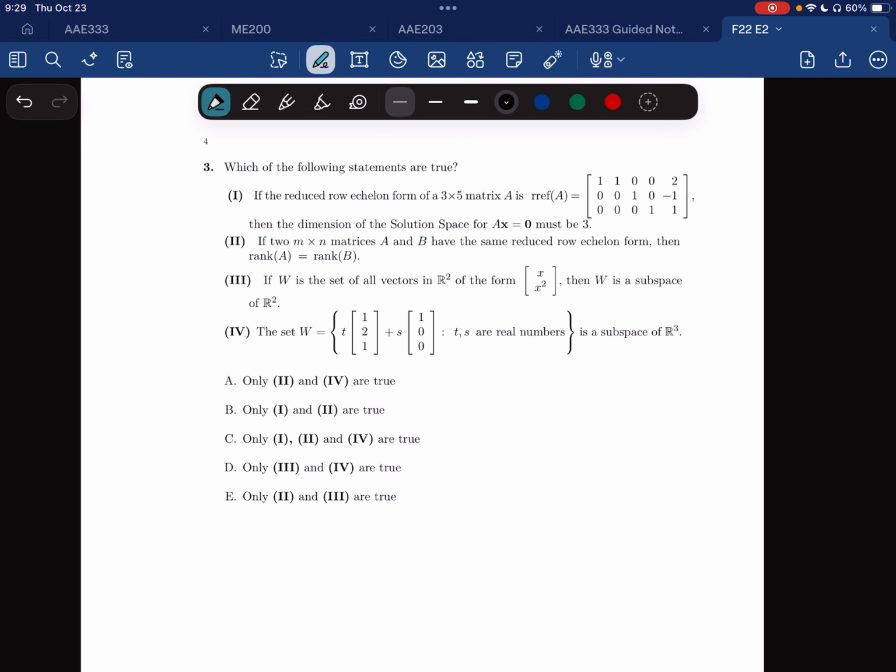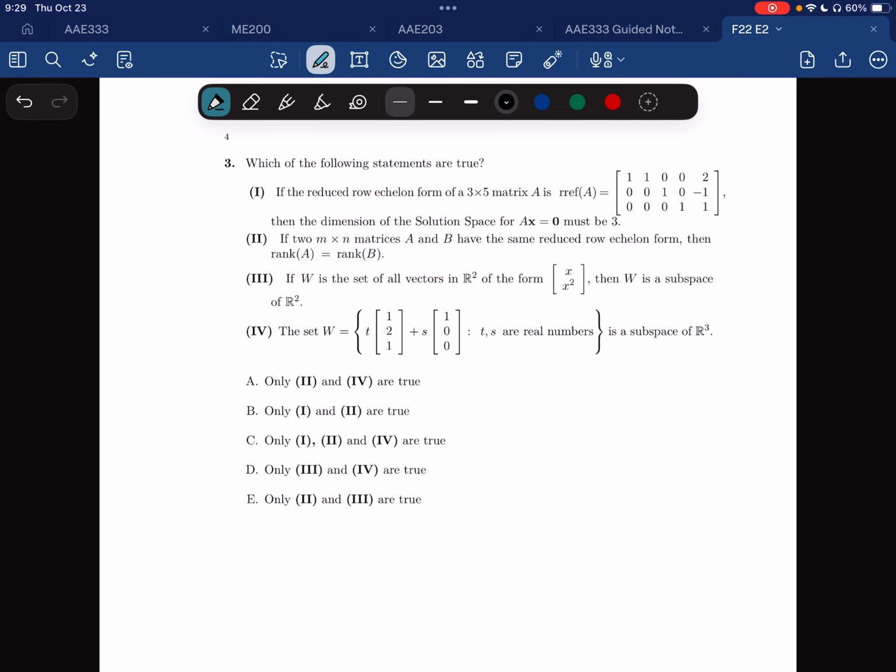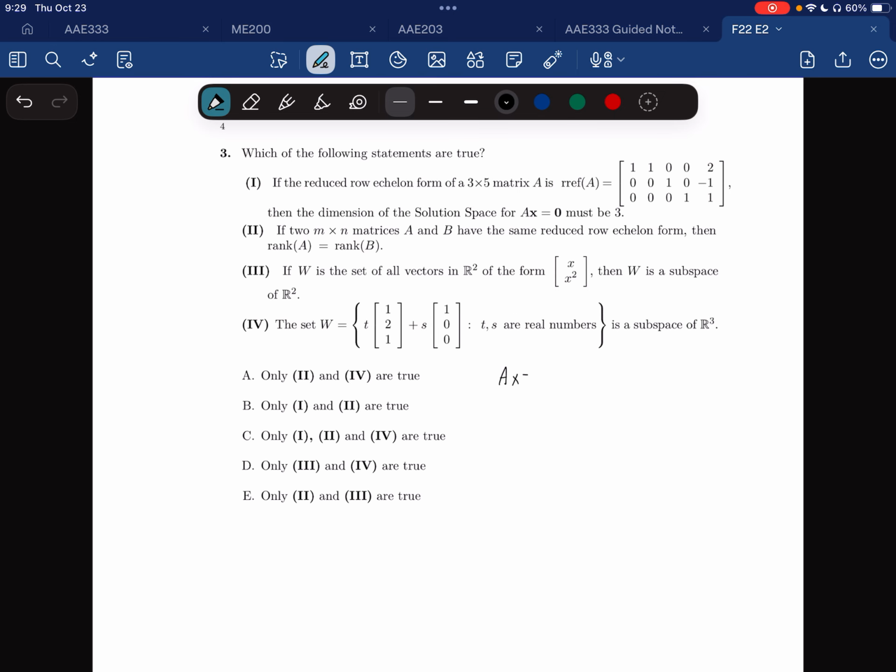Actually, I don't want to do it like this. Let me go over concepts first. So the dimension of the solution space is also called the null space, because in this case, AX equals 0. So it's also the null space. And the dimension of the solution space of AX equals 0 is going to be equal to the number of free variables, right?